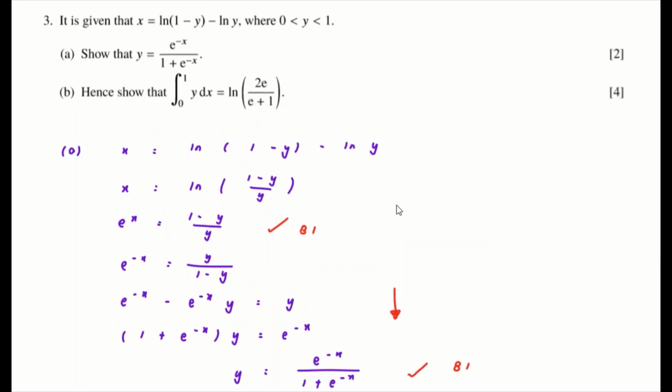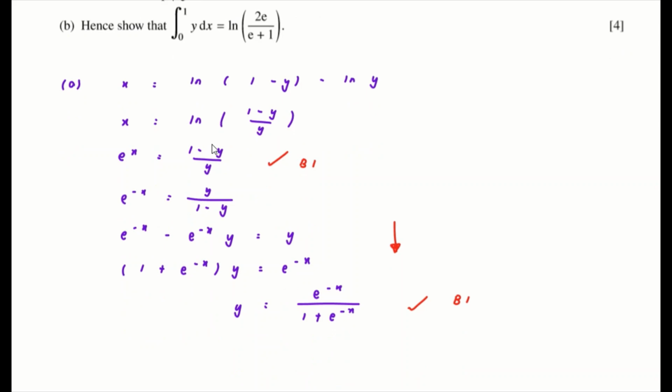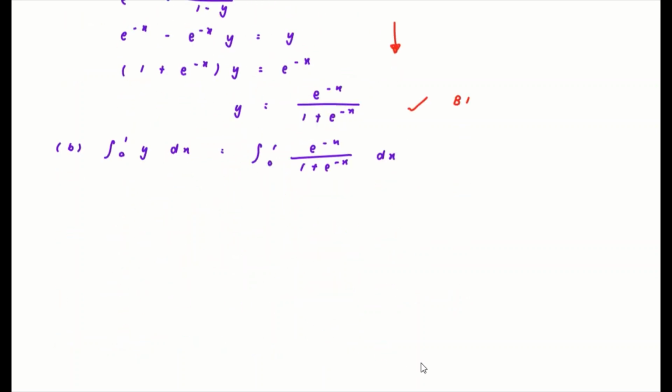So hence show that when you integrate y with respect to x from 0 to 1, then you'll get ln of 2e over (e plus 1). So we need to do integration. So part b. Alright, so integral from 0 to 1 of y dx. So let's try to write down our equation here. So from 0 to 1, e to the negative x over (1 plus e to the negative x). Okay, so this is actually not a very difficult one, but yes, you will need to know the formula to help you do this.